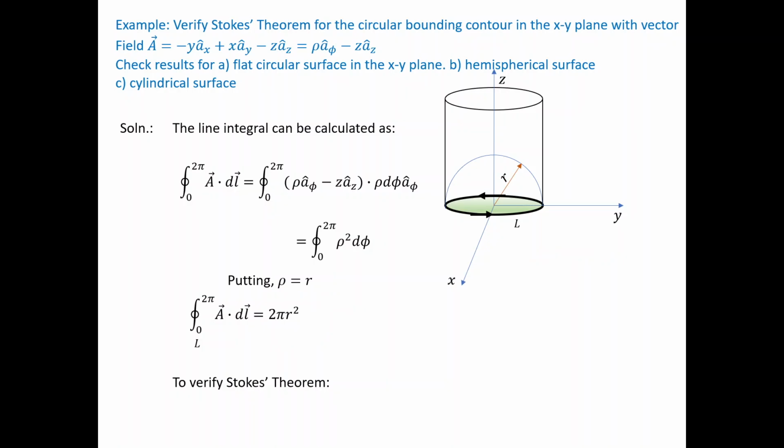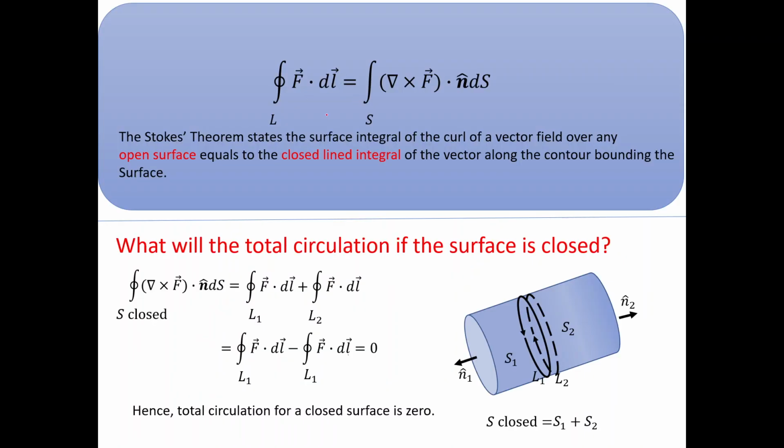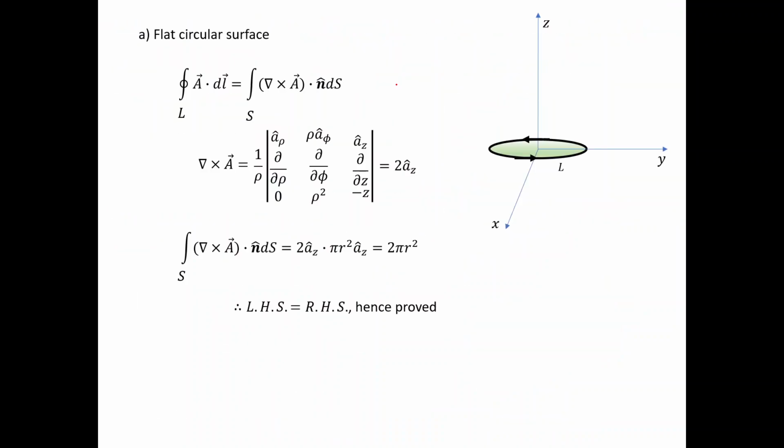Now our purpose is to verify Stokes theorem. That means we have to transform from line integral to surface integral. Now let us consider the first case, a flat circular surface. Then the line integral must be equal to the surface integral. For obtaining the surface integral, we must obtain the curl of A.